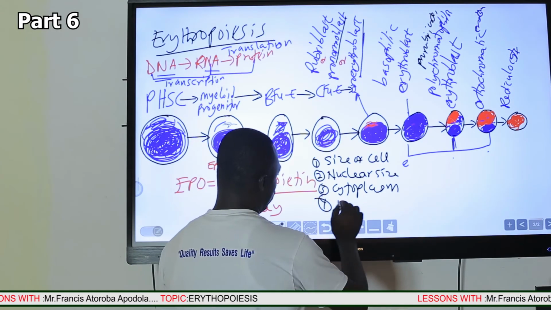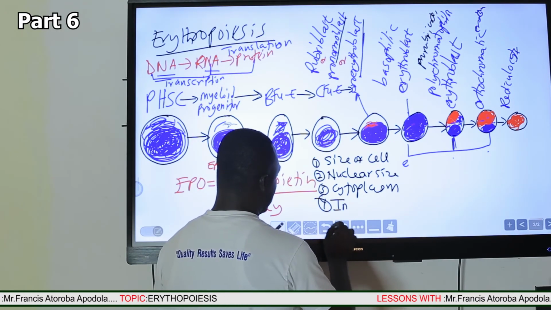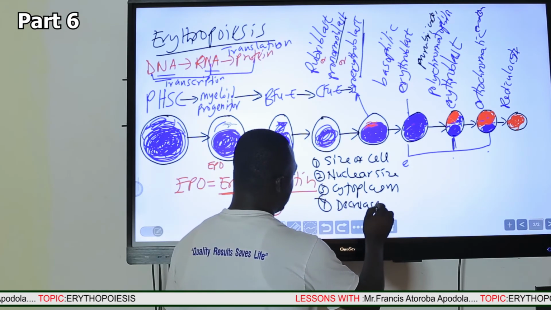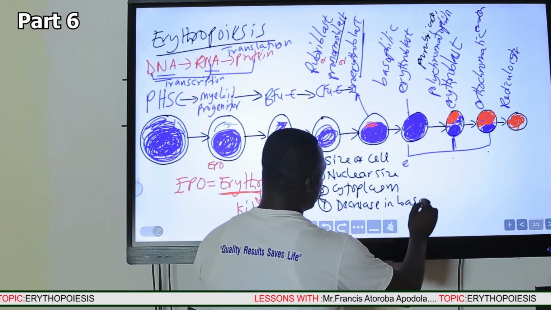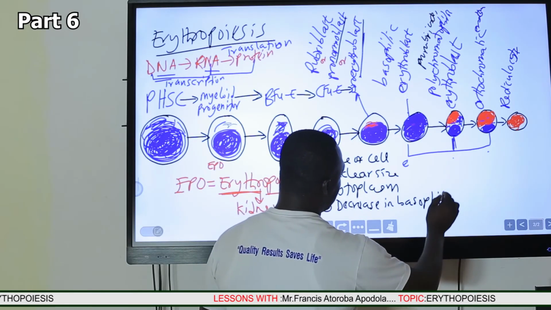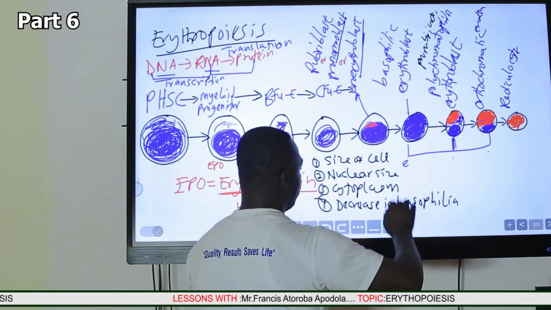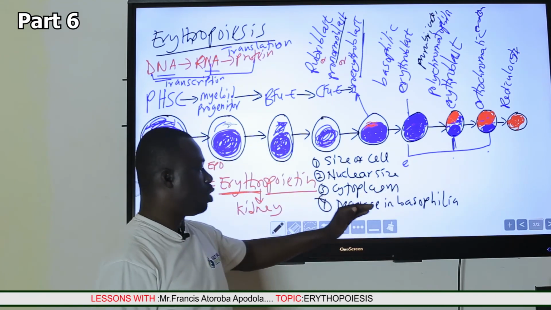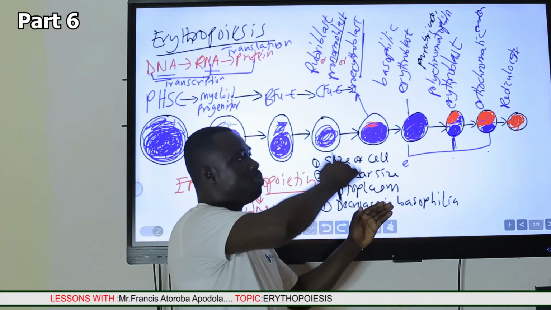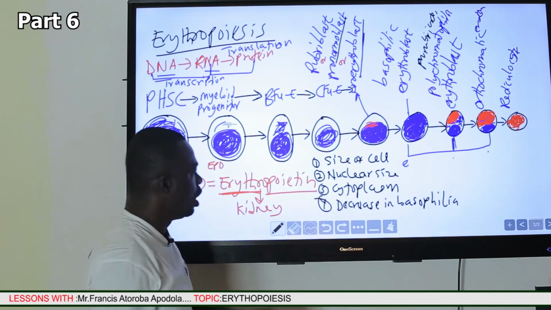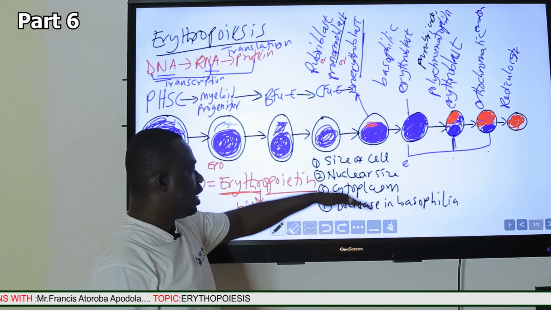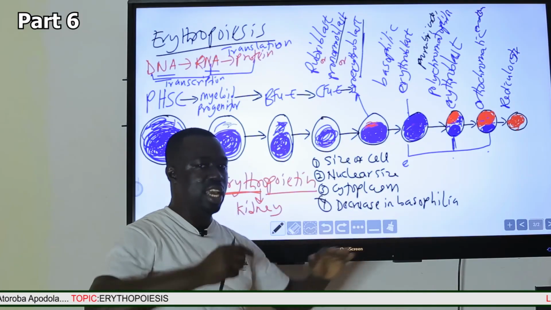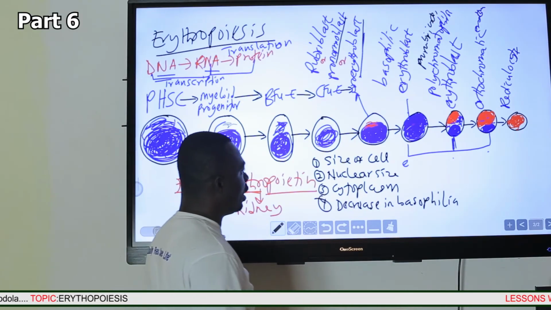So let me talk about the basophilia. There is a decrease in cytoplasmic basophilia. So the affinity for the basic dye decreases as the cell is maturing. The basophilia decreases and the eosinophilic properties of the cell rather increase. So you start with an increase in basophilia, and as it is progressing, the basophilia is decreasing and the eosinophilic properties of the cell increase.